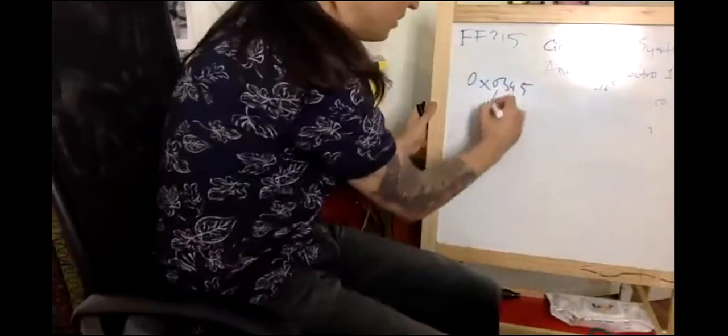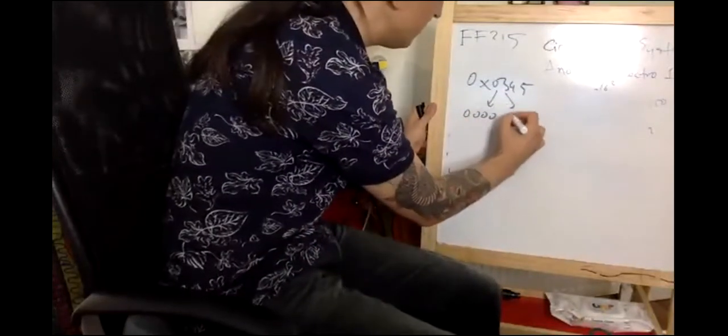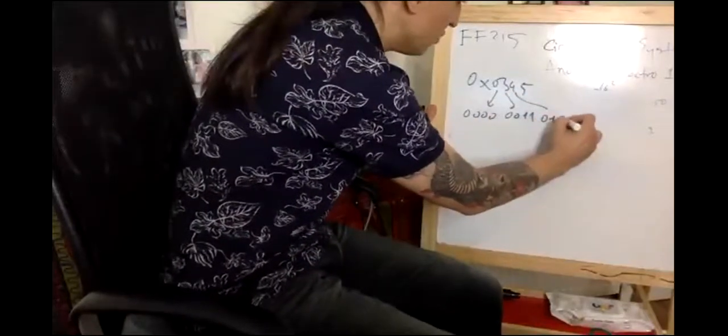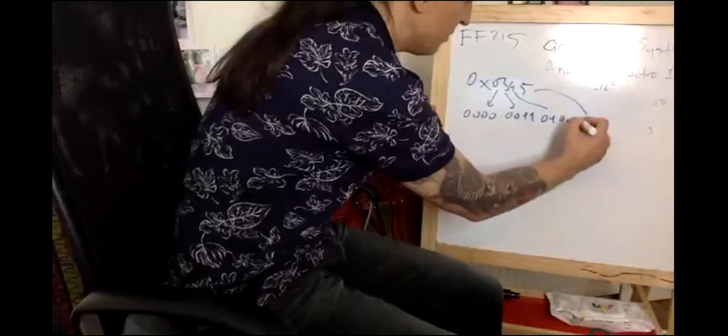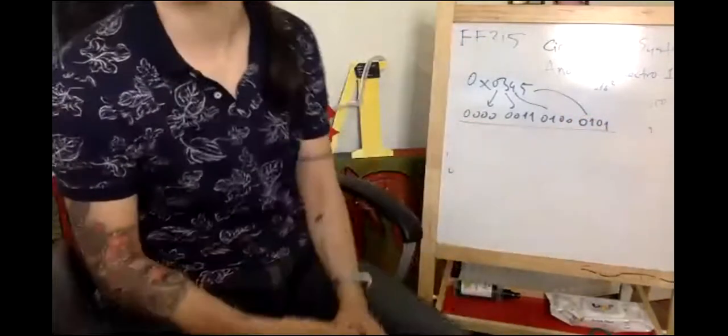So this 0 in binary means 0, 0, 0, 0. This 3 in binary means 0, 0, 1, 1. This 4 in binary means 0, 1, 0, 0. And this 5 in binary means 0, 1, 0, 1. Actually, this is a 16-bit number like this.